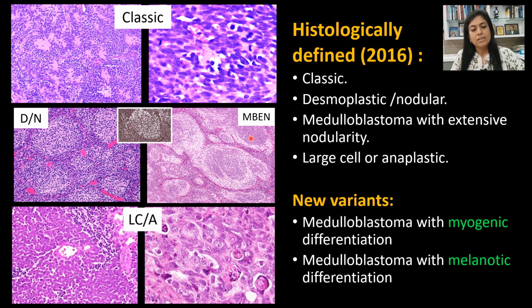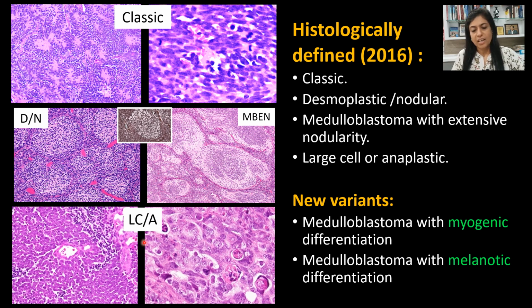And the next is MBEN, that is, medulloblastoma with extensive nodularity. This medulloblastoma shows lobular expansion of the desmoplastic or nodular variant and subtype, and you can see that there are pale islands in the center, and these lobules show a lot of expansion and are of varying sizes and shapes. The next component is the large cell anaplastic.